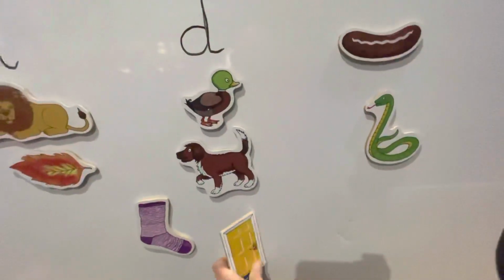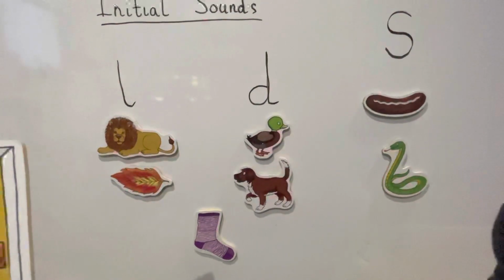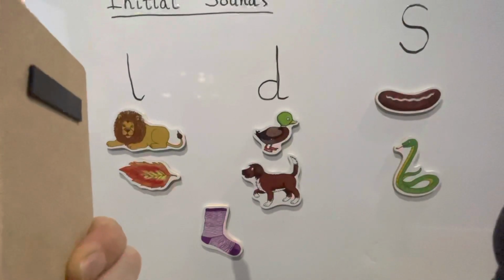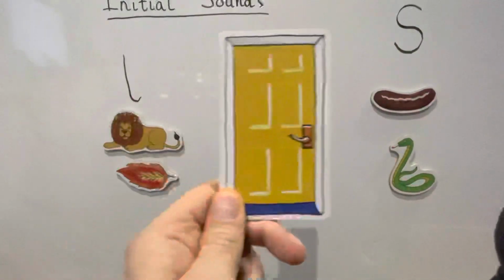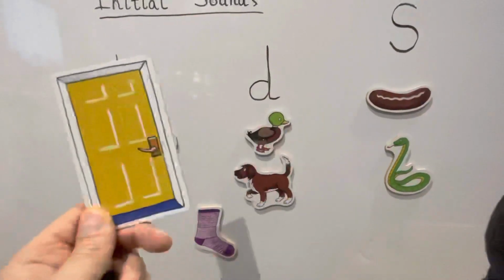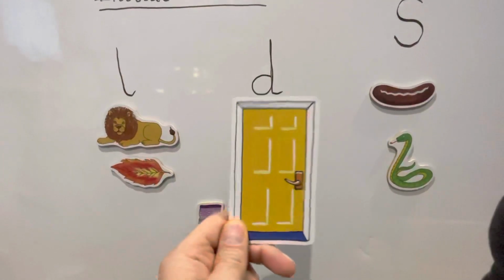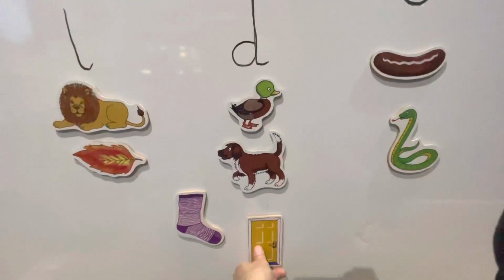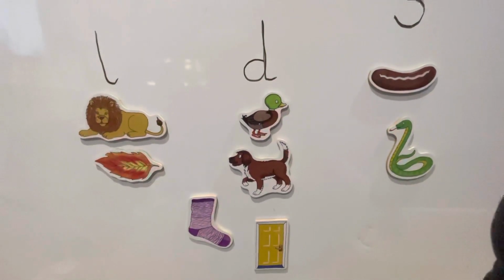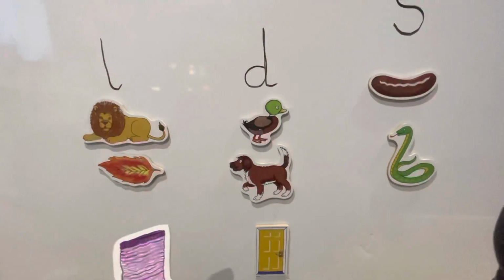Let's go with a door. D, d, d, door. Which one is the d, d, door sound? Do we open the door for L? D, door. Nope. Is it like duck and dog? Dog, duck, dog, door. It is D. Dog, duck, door.